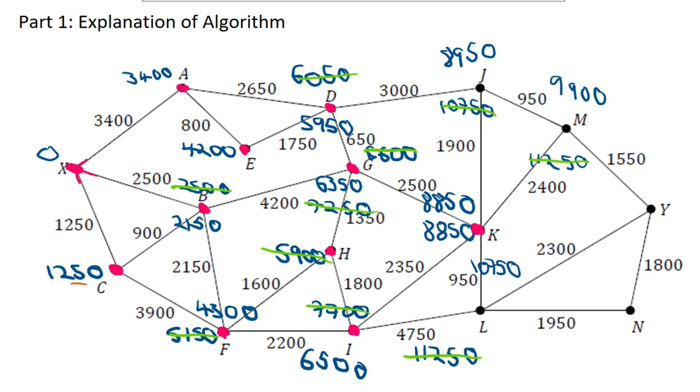And then we have, where are we at? What's our smallest one? So we have J is now visited, because it was just that one point we had to worry about. Now M, we go to Y, and that gives us 11450. And M is now visited because that was the only one outstanding for M. Now L, we go 10750 plus 2300 is 13050.